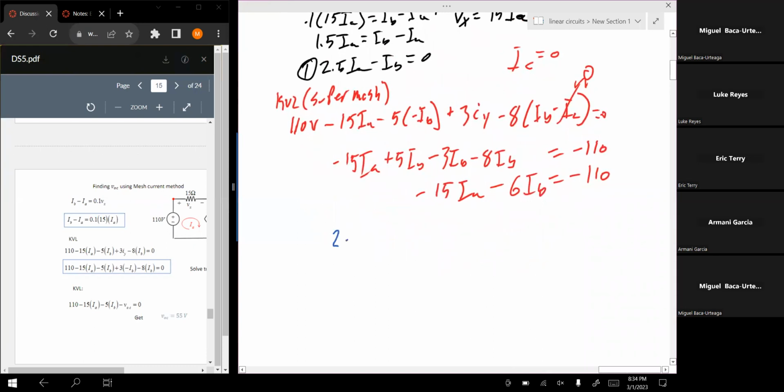So we're going to have negative 15 IA minus 6 IB equals negative 110. And then this is going to be, what's 2.5 times 6? 15. So it's going to be negative 15 IA plus 6 IB equals 0. Cancel, cancel. Uh-oh. I'm not seeing it work out here.